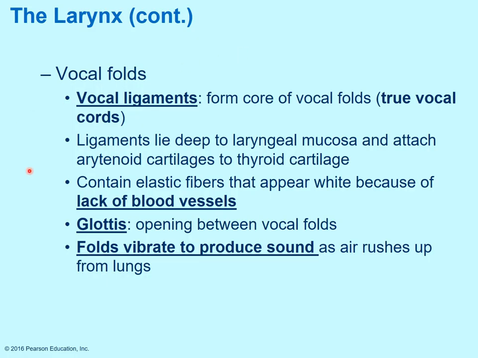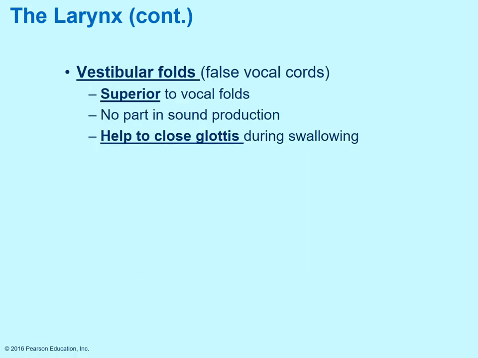The vocal folds, these are ligaments that form these. These are the true vocal cords. Basically what happens as these folds vibrate, it produces sound as the air is rushing up. The false vocal cords or vestibular folds, these help to close the glottis when you're swallowing. Even though they're referred to as false vocal cords, they do not have anything.